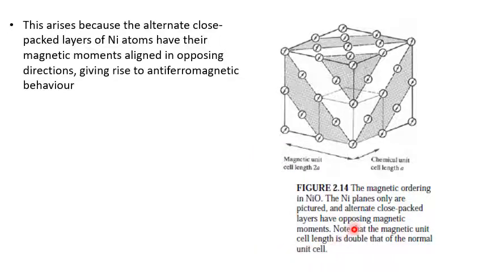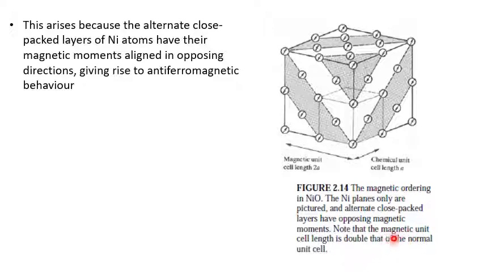Here is a structure, the magnetic ordering in nickel oxide. The nickel planes only are pictured. Here the shaded areas show the nickel planes, and the circles are electron spins having opposite magnetic moments. So some spins are clockwise, some are anti-clockwise. Note that the magnetic unit cell length is double that of the normal unit cell.